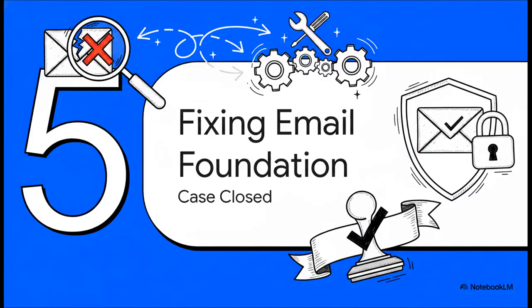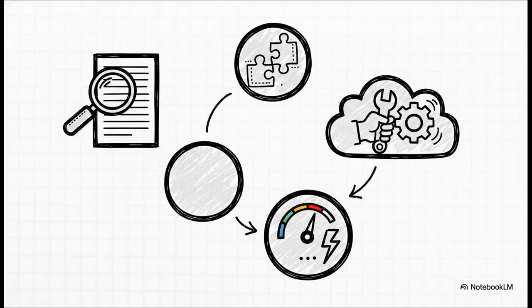And that brings us to Section 5, Fixing Your Email Foundation Case Closed. Because once that diagnostic tool identifies the gap, it's time to resolve the issue and officially close the case. Your resolution workflow needs to be highly systematic. You'll want to start by reviewing the specific message headers, specifically hunt down the authentication results line to see exactly where SPF or DKIM tripped up.